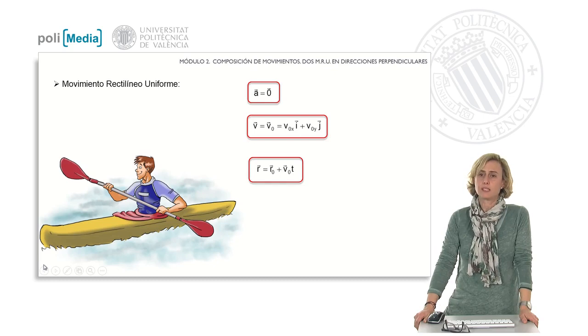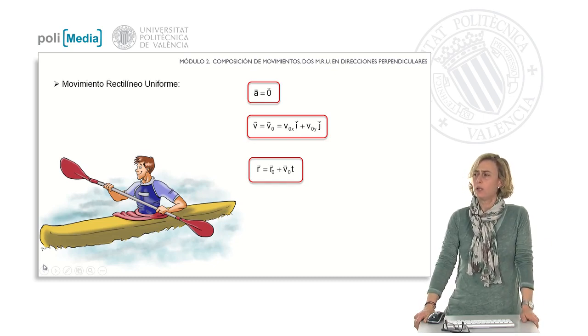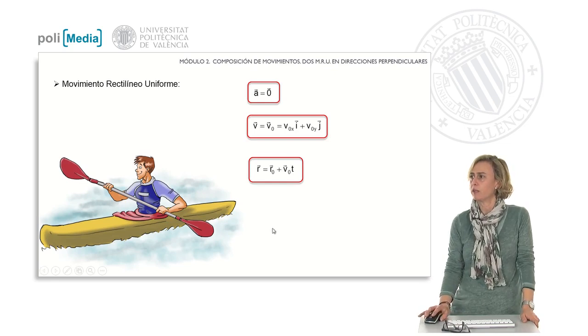The velocity is the vector sum of the velocities of each of the motions, and therefore the position vector will be the vector sum of the initial position vectors of each of them, plus the vector sum of the initial velocity vectors of each of them times the time.